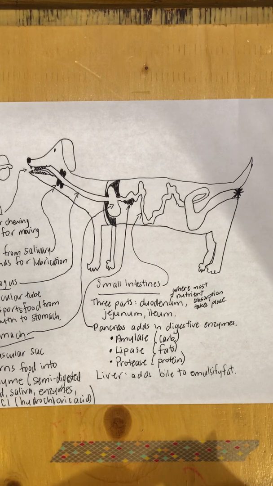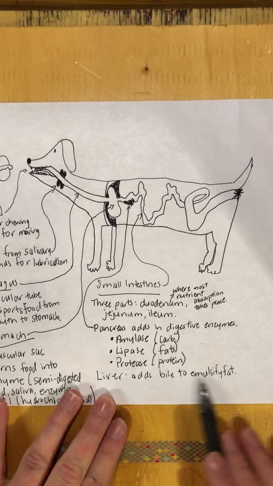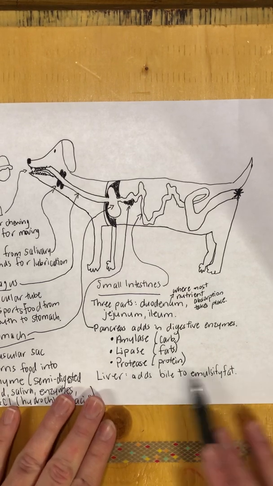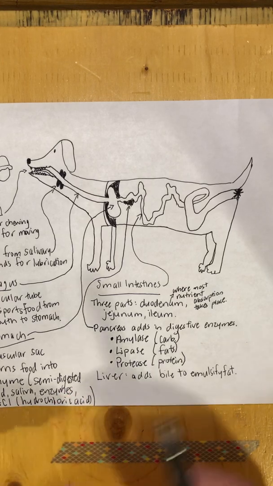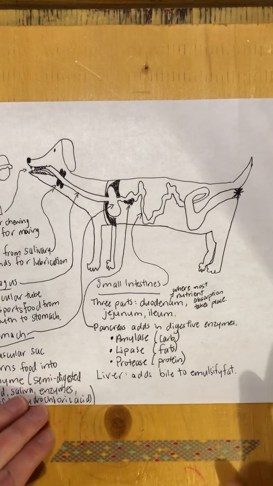We don't want large, huge globs of fat traveling through the intestine. The liver adds the bile in. The bile breaks the fat down into smaller globules, and then lipase can work on those smaller chunks of it. So we don't want huge globs of fat. We want little small fat globules.